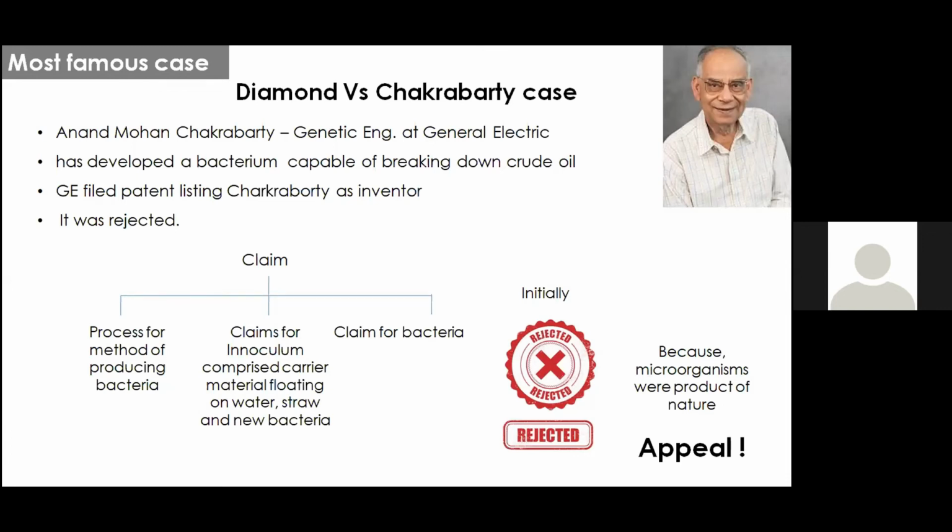So GE, that is General Electric, filed the patent listing Chakrabarty as inventor. However, it was rejected. Chakrabarty and General Electric made three claims. First is the process, the method of producing the bacteria. Second, the inoculum comprising a carrier material of water, straw, and the new bacteria. And third, the claim for the bacteria itself.